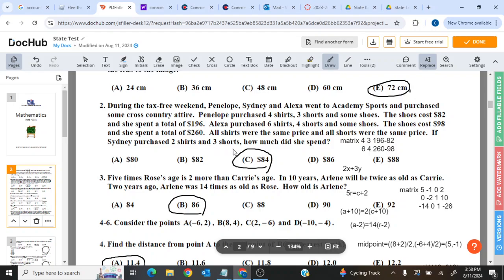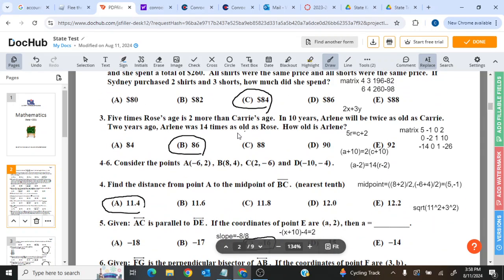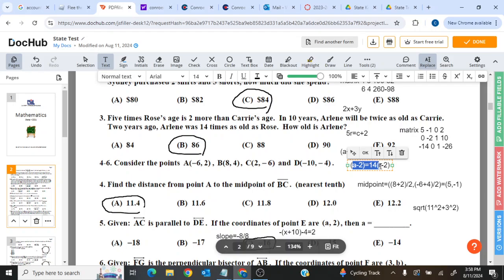5 times Rose's age is 2 more than Carrie's age. In 10 years, Arlene will be twice as old as Carrie. 2 years ago, Arlene was 14 times as old as Rose. How old is Arlene? Well, this is just a bunch of making of equations. 5 times Rose's age is 2 more than Carrie's age. And then Arlene's age 10 years down the road will be twice as old as Carrie's age 10 years down the road. And then the same thing for minus 2, or 2 years ago.